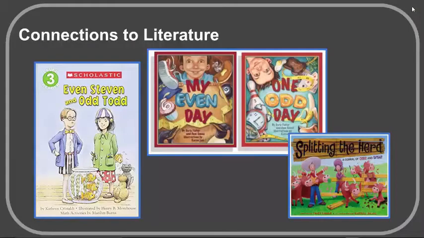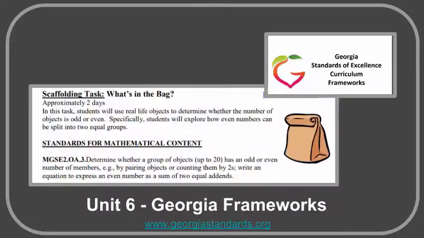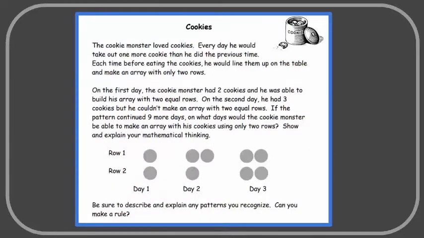To help students deepen their understanding of even and odd, there are many great literature connections. For additional support and resources, please check out Unit 6 in the Georgia Frameworks. Rich tasks help define the meaning of odd and even, much more than a rhyme or riddle.